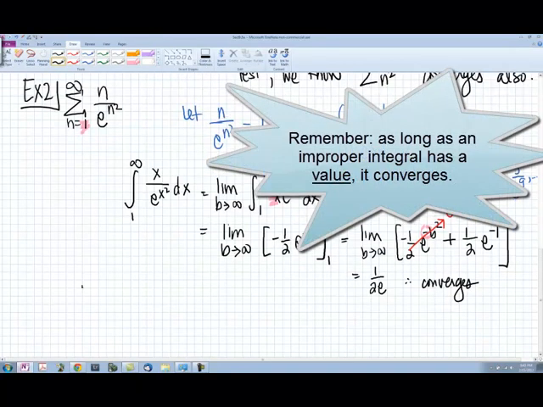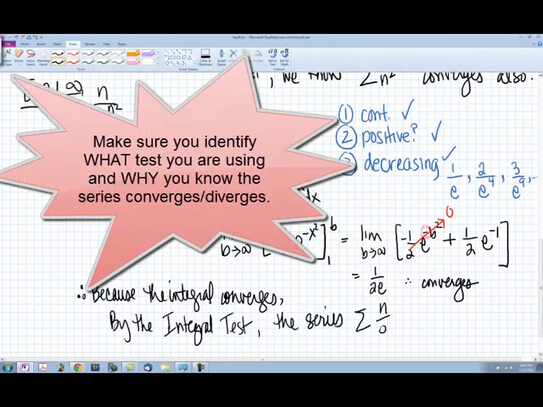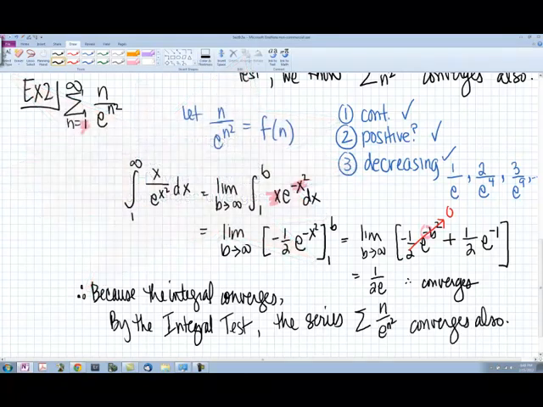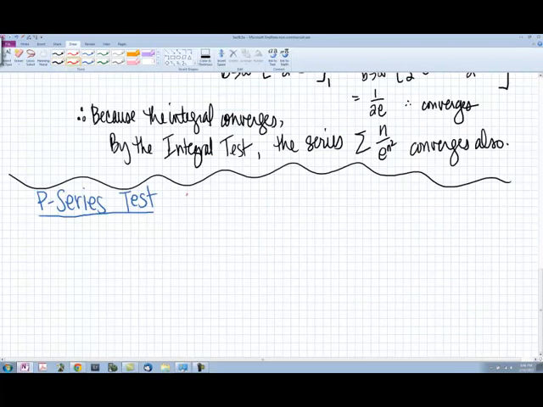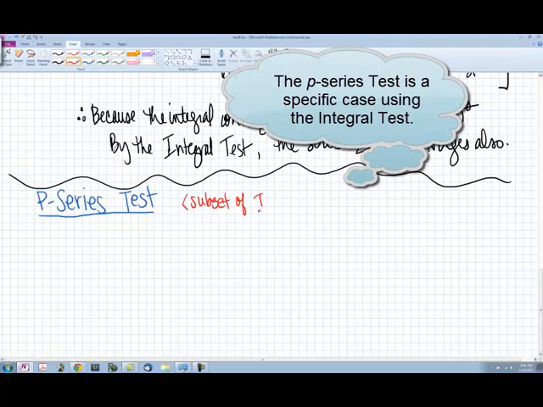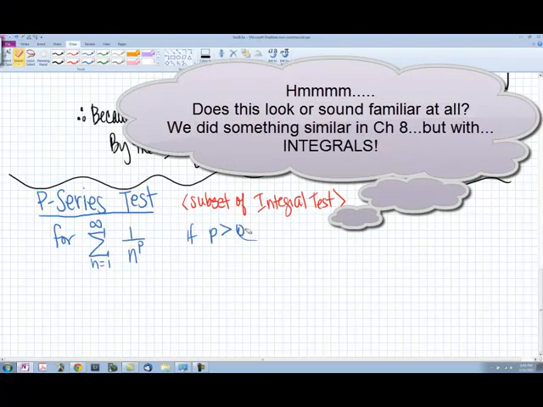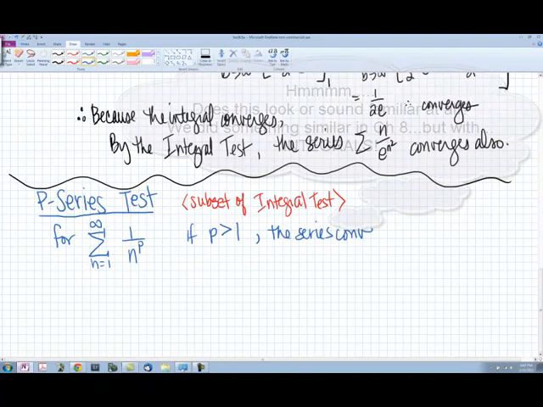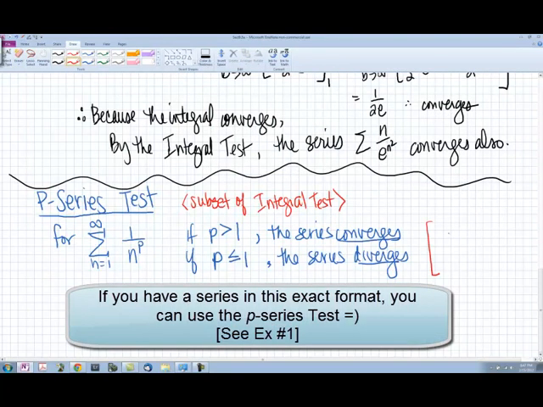So because the integral converges, we can say by the integral test, the series n over e to the n squared converges also. So now we're going to do an extension of the integral test. The p-series test is really just a subset of the integral test. So in this case, if you happen to have a series that looks like this, where it's 1 over n to the p power, if p is greater than 1, the series converges. If p is less than or equal to 1, the series diverges. This stuff right here, we proved this in our Chapter 8 note.